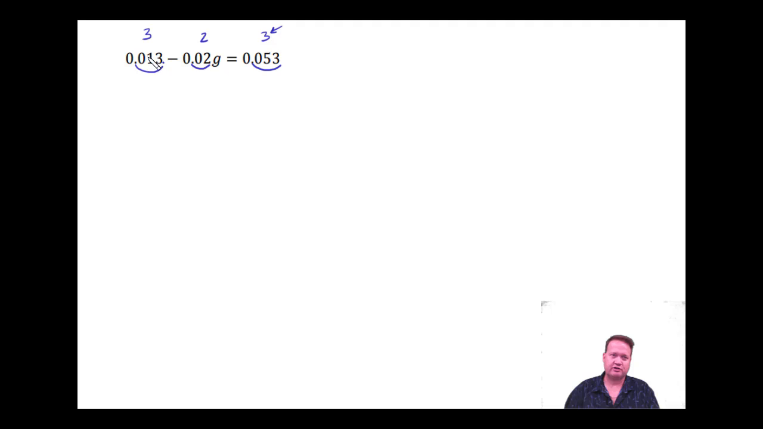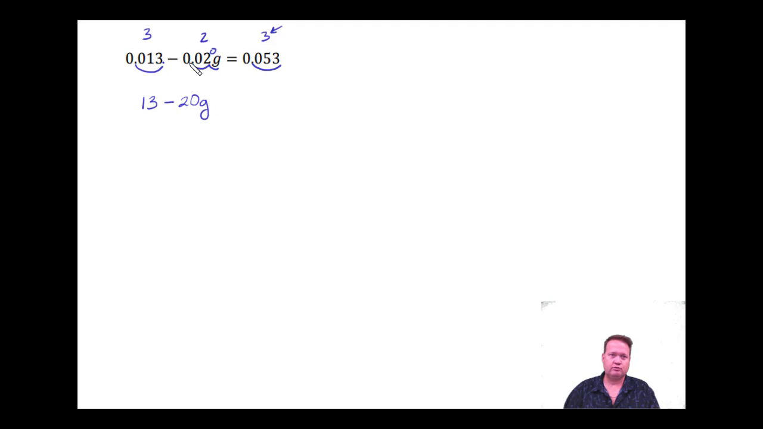And this is going to be a 13. You don't need to write the extra zeros. So it's just 13 minus. And if I move this 2, I got to move it a 3rd place. So that means I'm going to need one more number, and I'm going to need an extra 0 in there. And that's going to give me minus 20g.